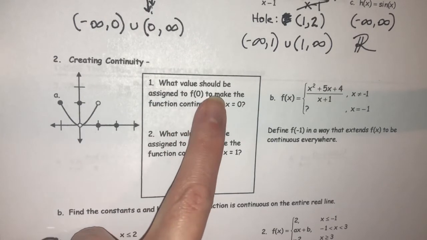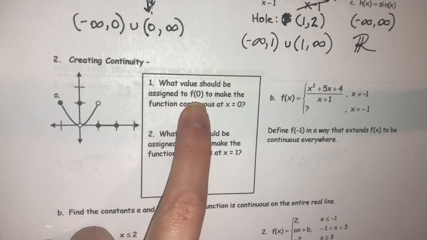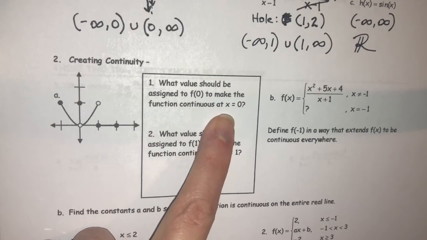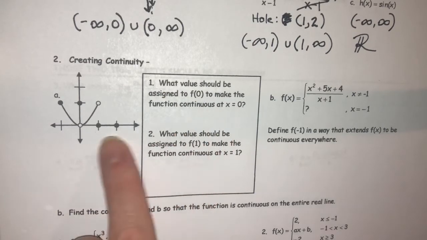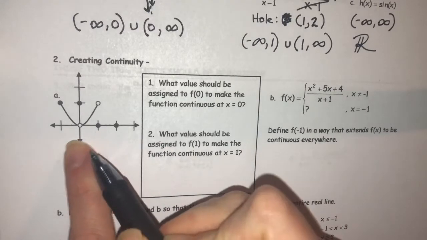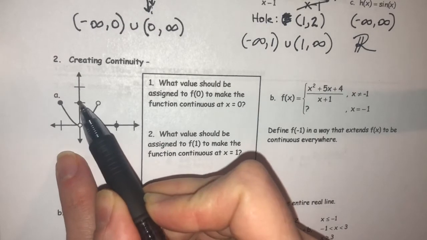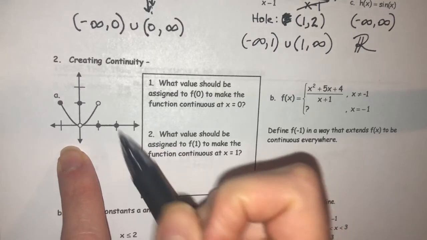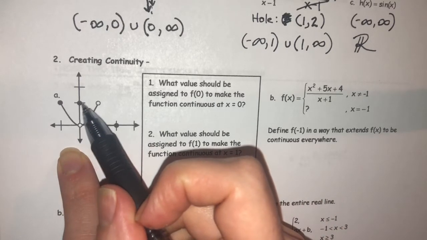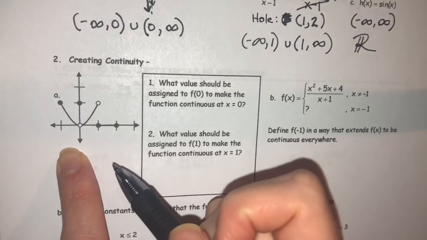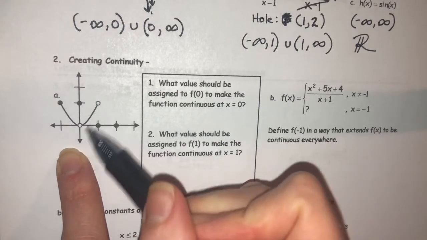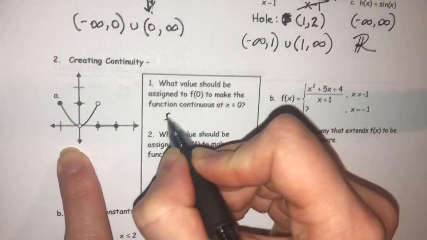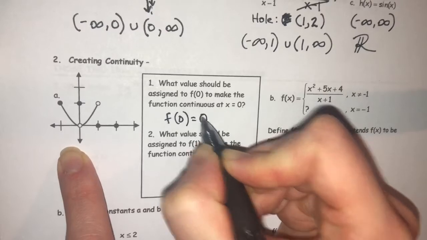What value should be assigned to f of 0 to make the function continuous at x equals 0 over here? Well, at x equals 0, there's a hole in the graph, and they've placed it up here at (0, 1). So if that hole point was to slide down to the origin, you'd have a continuous function there at the origin. So f of 0 would have to equal 0.